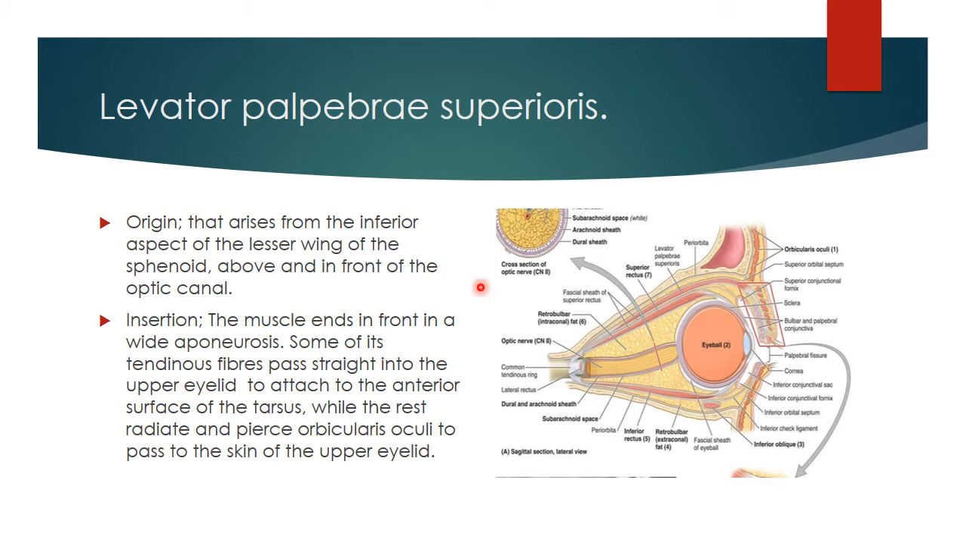Levator palpebrae superioris. This muscle takes origin from the inferior aspect of the lesser wing of sphenoid, above and anterior to the optic canal. This muscle has two lamellae. The superior lamella ends in front in a wide aponeurosis. Some of its tendinous fibers pass straight into the upper eyelid and attach to the superior tarsal plate, while the rest radiate and pierce the orbicularis oculi to pass to the skin of the upper eyelid.